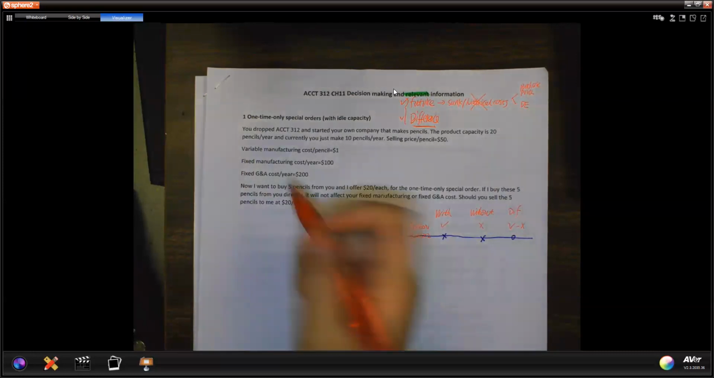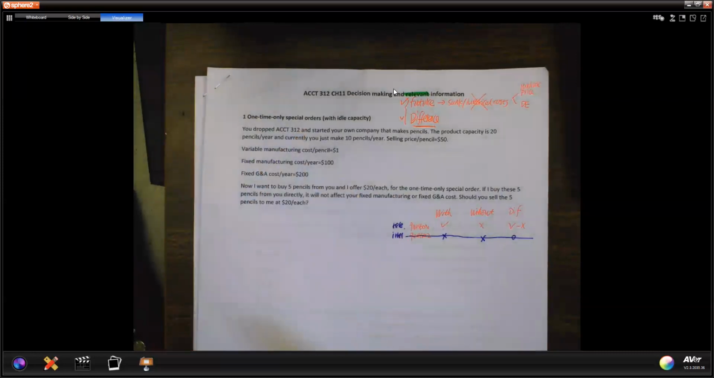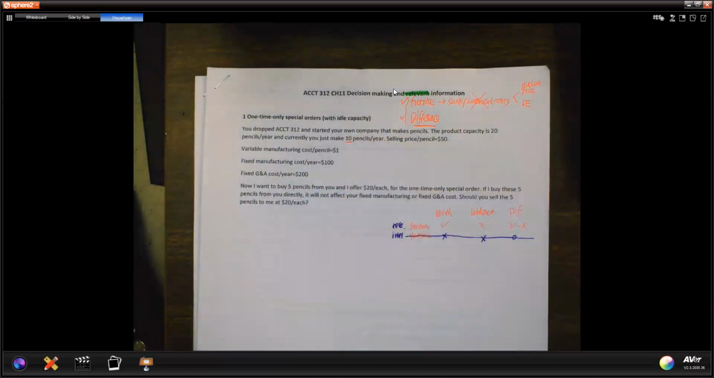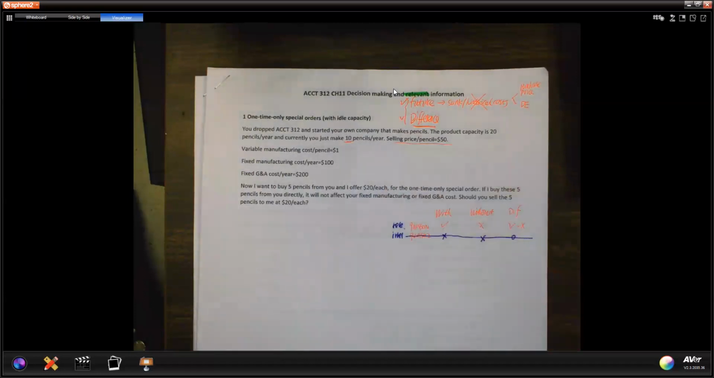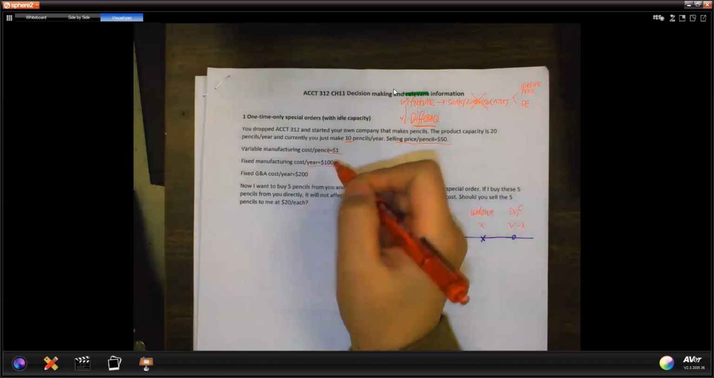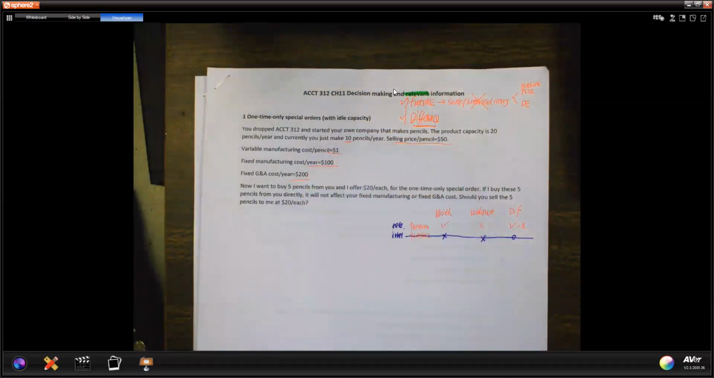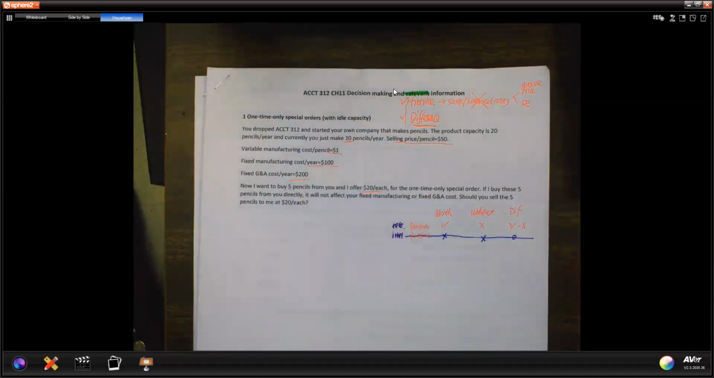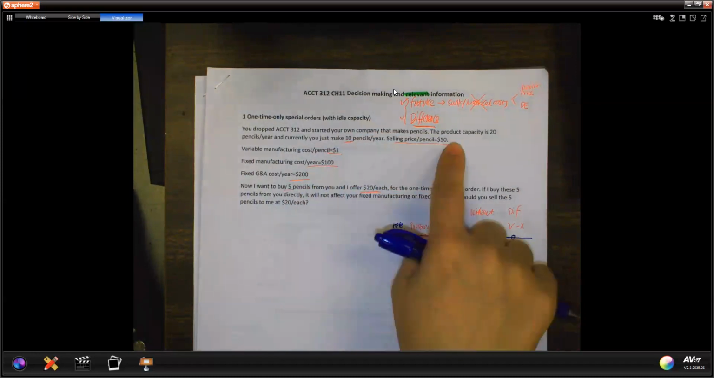So look at this example. You drop this class and then you are making pencils. You can make 20 pencils, but you only make 10, so you have extra capacity. You can take my order, right? Your regular selling price is 50, variable cost is $1, fixed manufacturing is 100, and fixed general administrative is also 200. Now I want to buy 5 pencils, and I only give you $20. You may say, hey, I usually sell at 50. Why do you just give me 20? I'm not going to take your order. I said, wait. Let's look at the numbers.